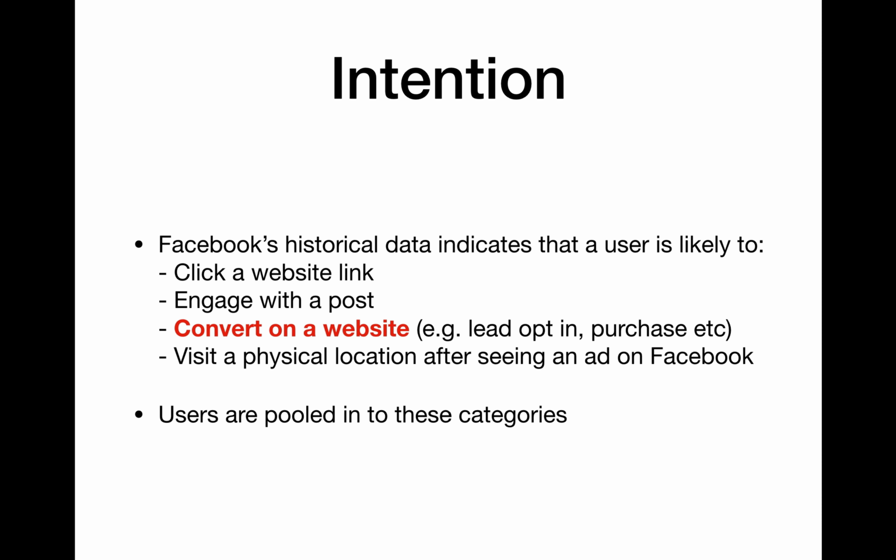Now, Facebook's historical data indicates that a user is likely to either click a website link, engage with a post, convert on a website, for example, sign up to an email list or make a purchase on a website, or even visit a physical location after seeing an ad for that location on Facebook. And users are pooled into these categories, and basically where this intention comes in terms of setting the Facebook ad up is when we select the campaign objective. Now, I'm going to show you that in the next video, but this is where intention comes up in the actual creation process. It's all about the campaign objective.